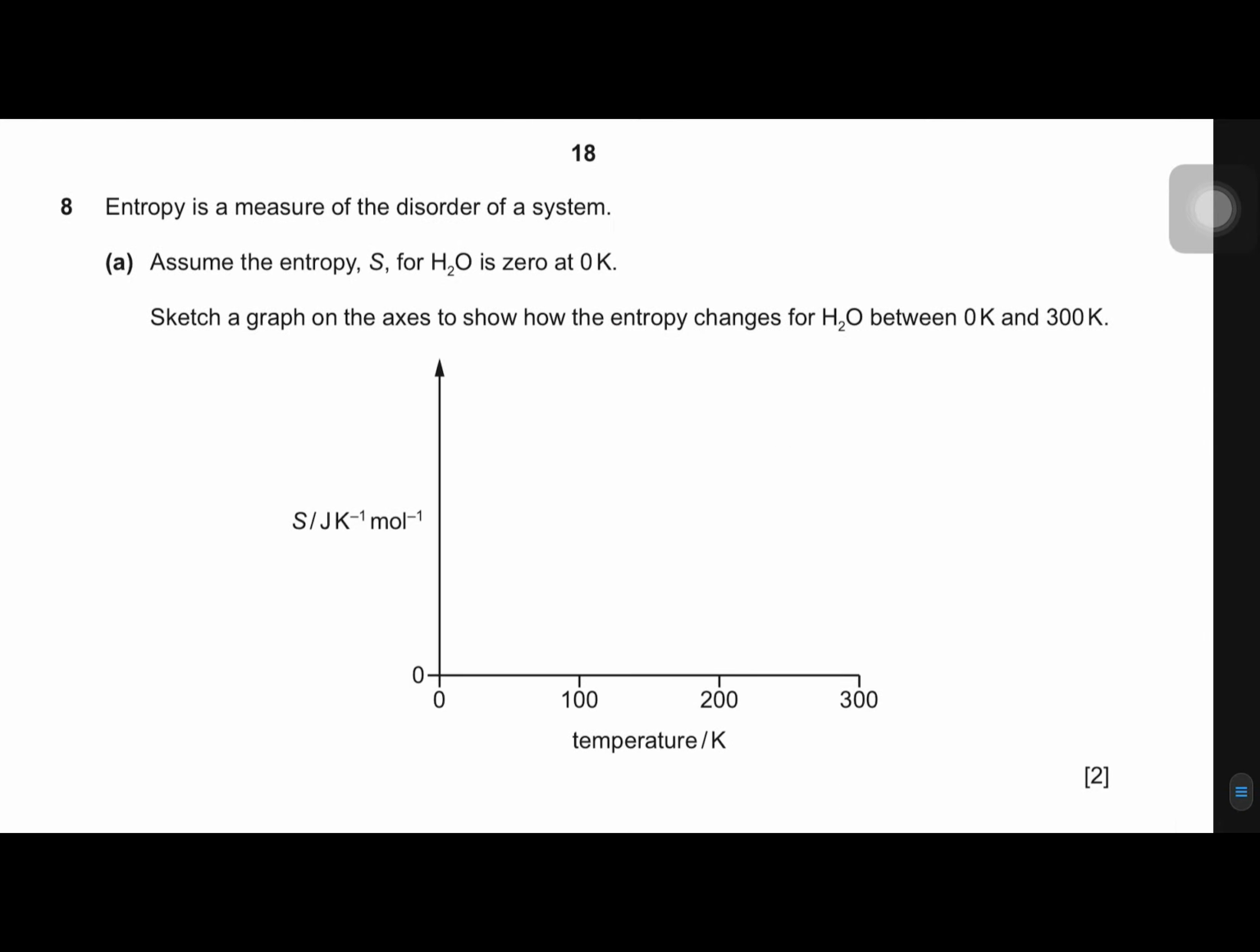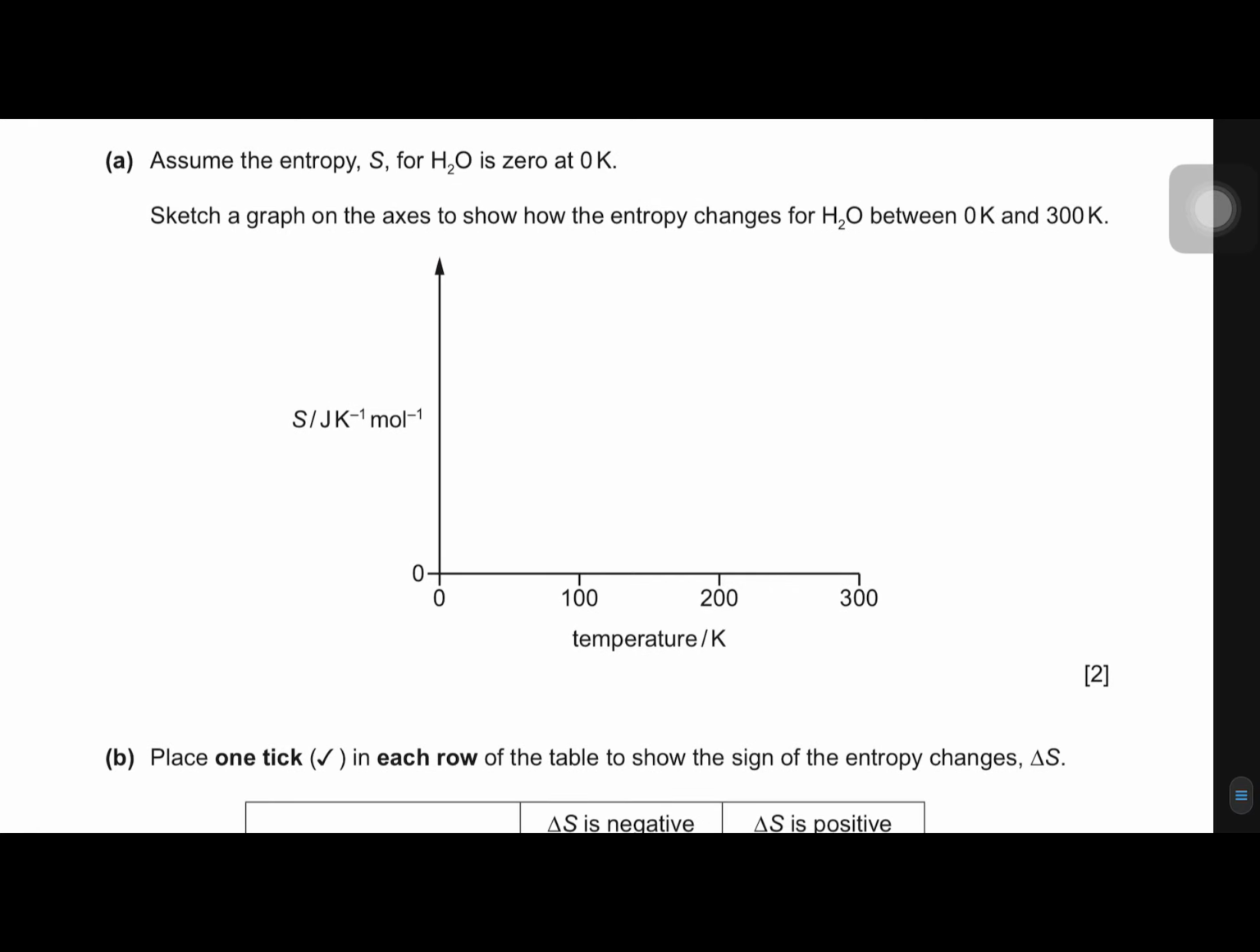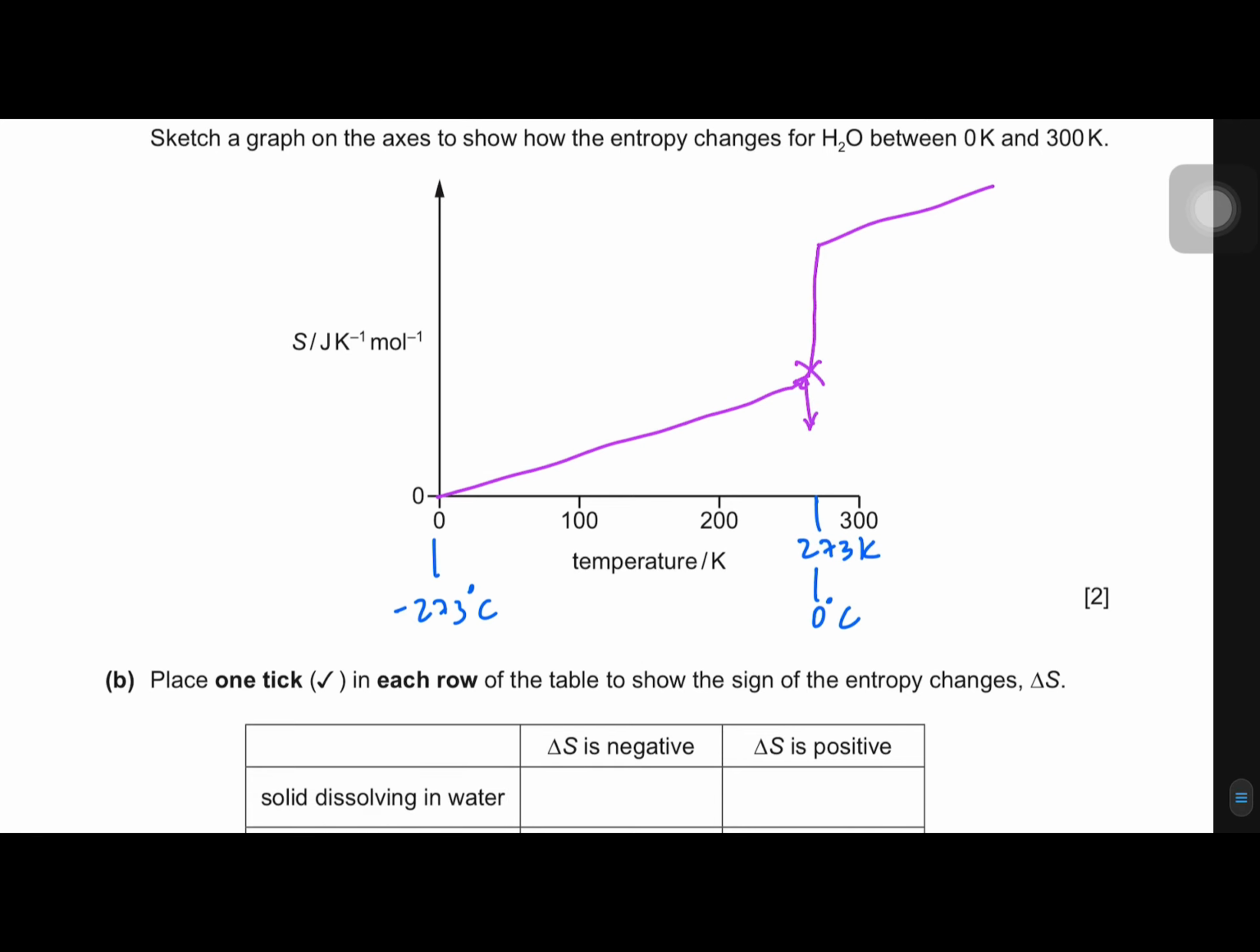Entropy is a measure of the disorderness of a system. Wow, new information. So assume the entropy for water is 0 at 0 Kelvin. Sketch a graph. I've done this already, but let's do it again, right? This means minus 273 degrees Celsius. This over here is 273 Kelvin, which means 0 degrees Celsius. So when we continue this graph, this becomes like this. The entropy value will keep on gradually increasing at 0 Kelvin. Then here it increases more steeply and then becomes continuously increasing. What's happening here? It's a change of state.